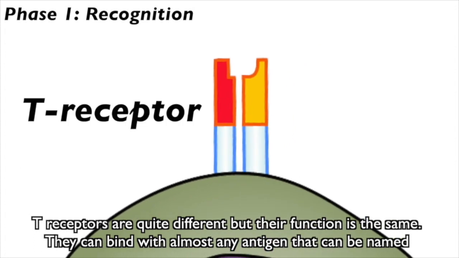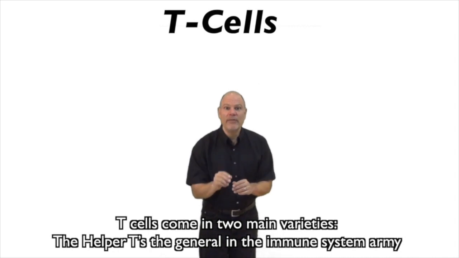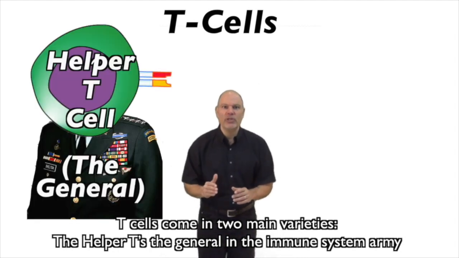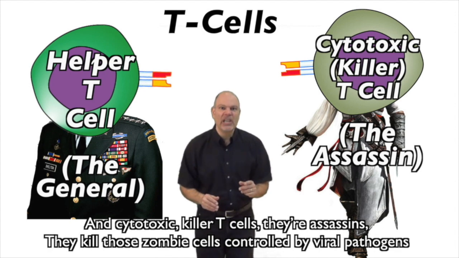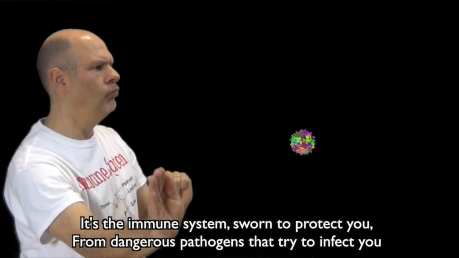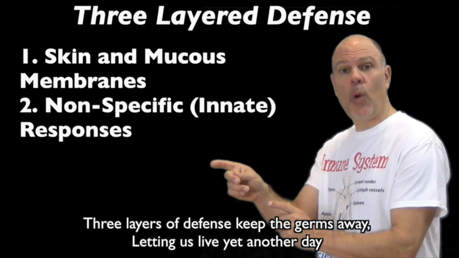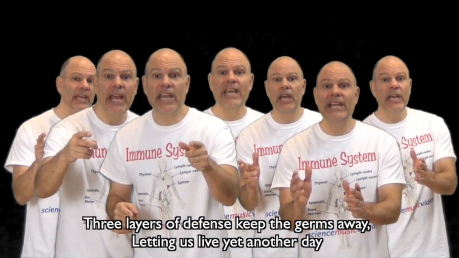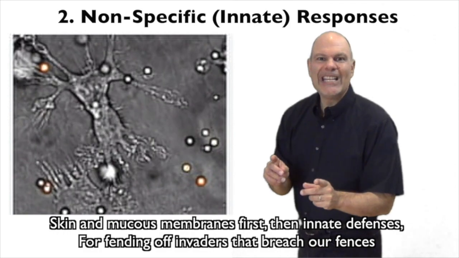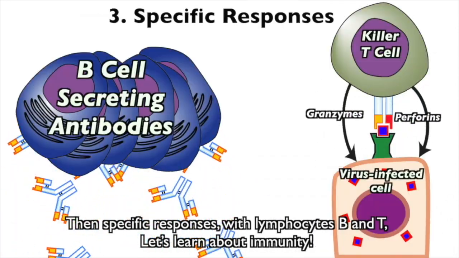T receptors are quite different, but their function is the same. They combine with almost any antigen that can be named. They're just two chains, and right at their tip is the specific shape that binds invaders in their grip. T cells come in two main varieties. The helper T's, the general in the immune system army, and cytotoxic killer T cells, they're assassins. They kill zombie cells controlled by viral pathogens. It's the immune system, sworn to protect you from dangerous pathogens that try to infect you. Three layers of defense keep the germs away, letting us live yet another day. Skin and mucous membranes first, then innate defenses for fending off invaders that breach our fences. Then specific responses with lymphocytes B and T.